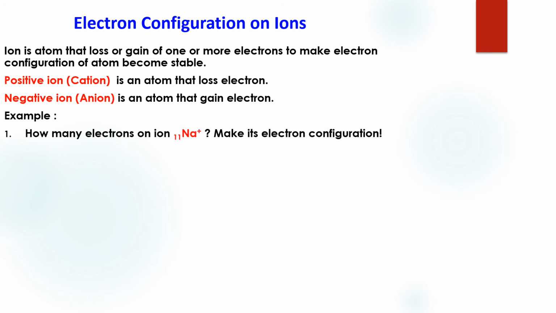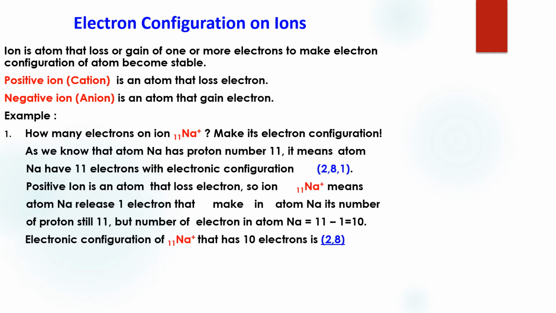Sample: how many electrons does ion 11Na+ have, and what is its electron configuration? As we know, atom Na, sodium, has proton number 11. It means atom Na has 11 electrons with electronic configuration 2, 8, 1. A positive ion is an atom that lost electrons. So ion 11Na+ means atom Na releases 1 electron. That makes the number of protons in Na still 11, but the number of electrons equals 11 minus 1 equals 10. So the electron configuration of 11Na+ that has 10 electrons is 2, 8.